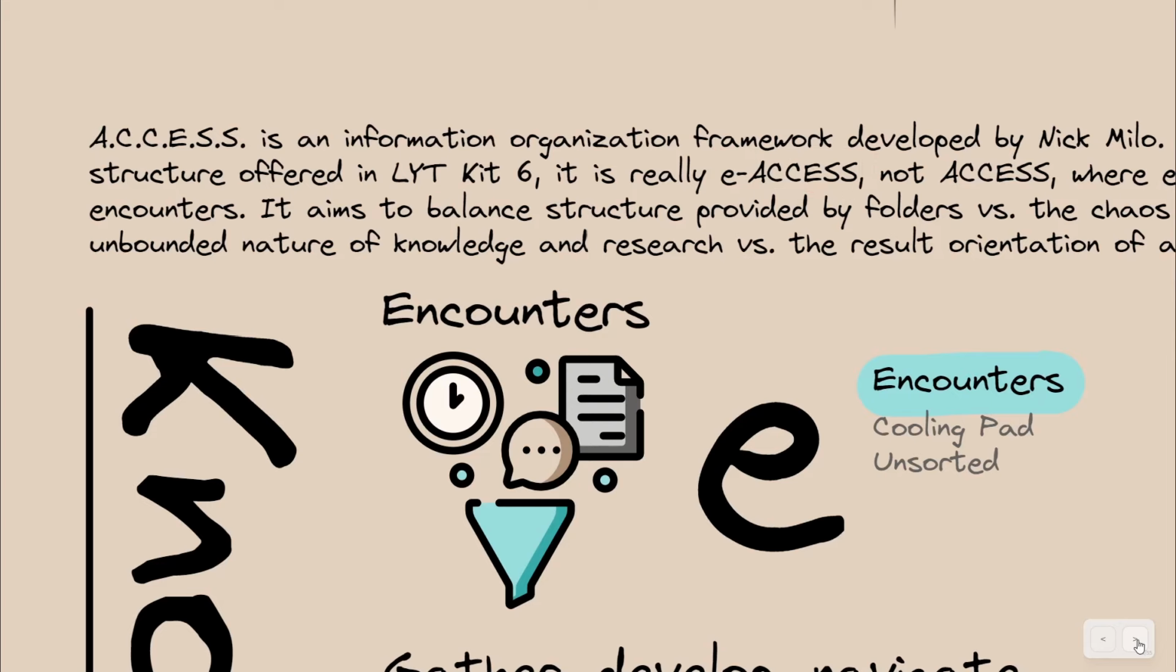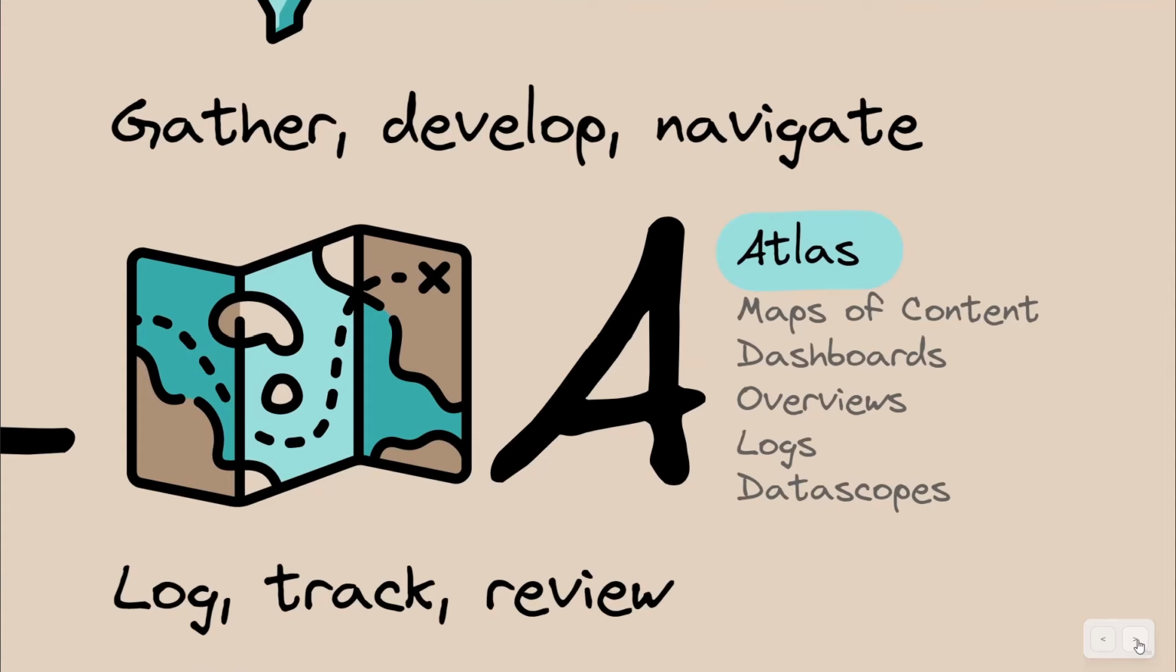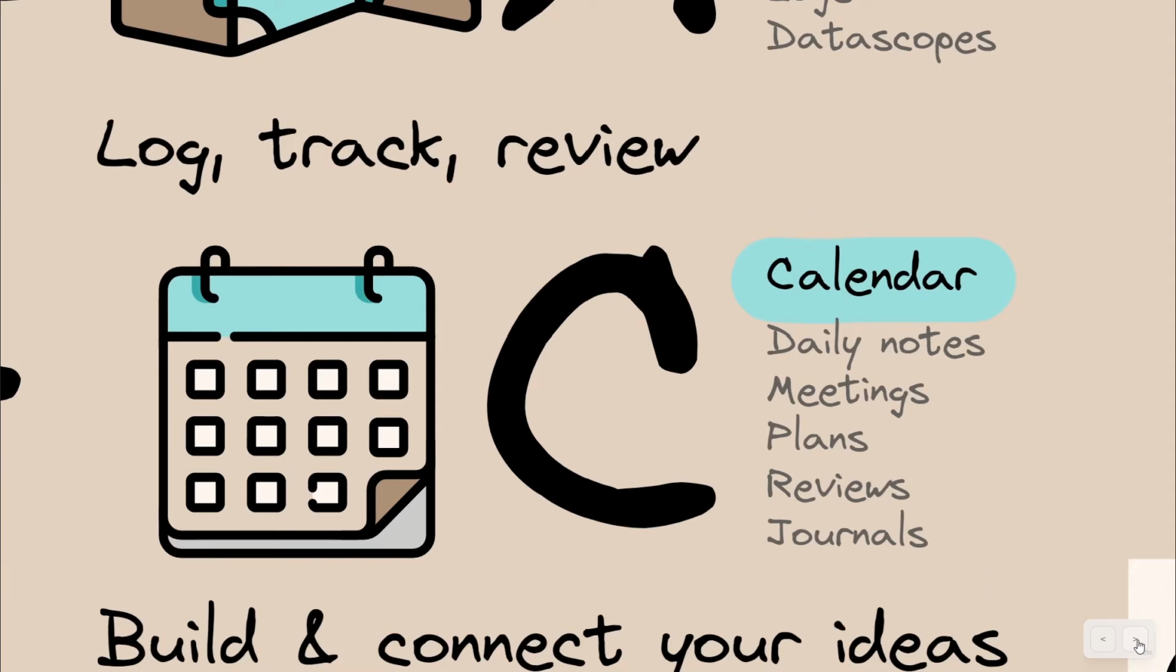Now let's dive into the 6 main folders. Atlas is where you'll find high-level notes, including maps of content, dashboards, and overviews. These are indispensable for navigating and orienting yourself in your personal knowledge management system. Calendar is dedicated to logging, tracking, and reviewing time-based information. This encompasses your daily notes, meeting notes, plans, reviews, and journals.